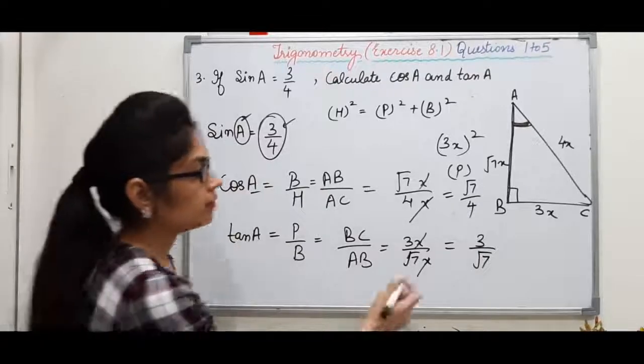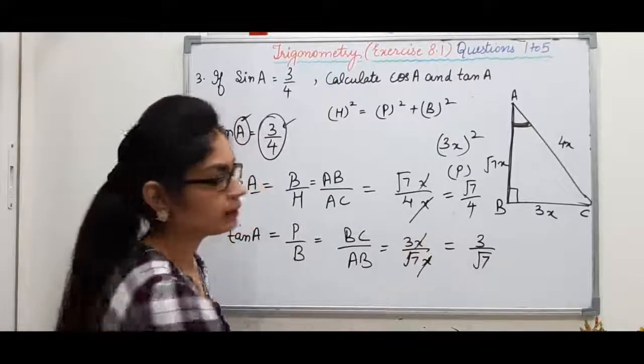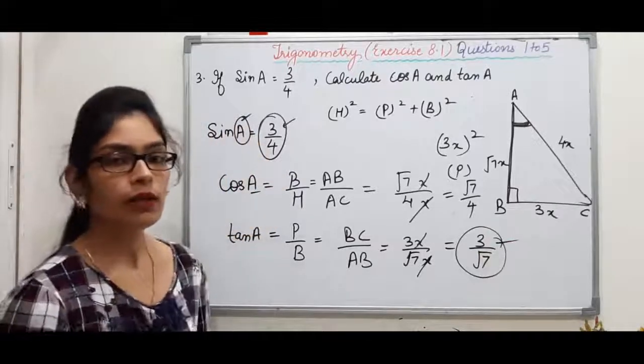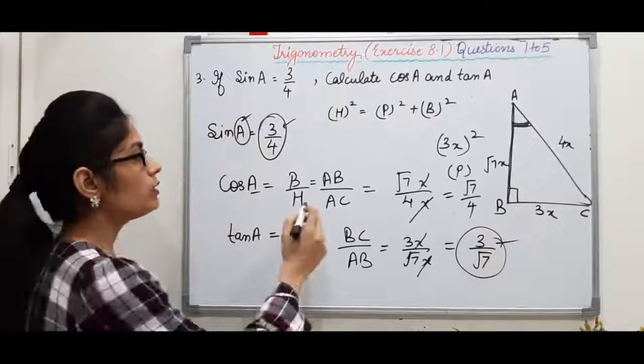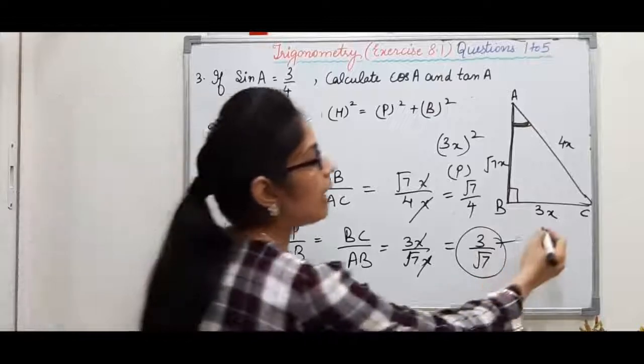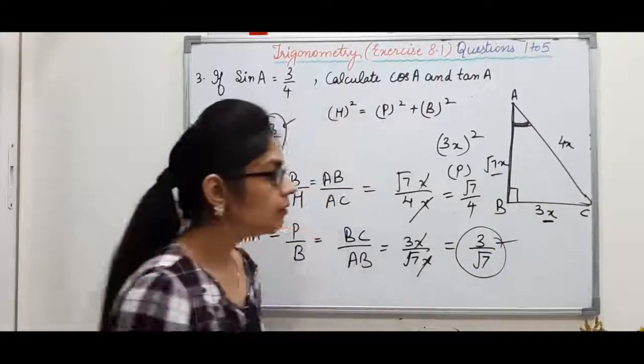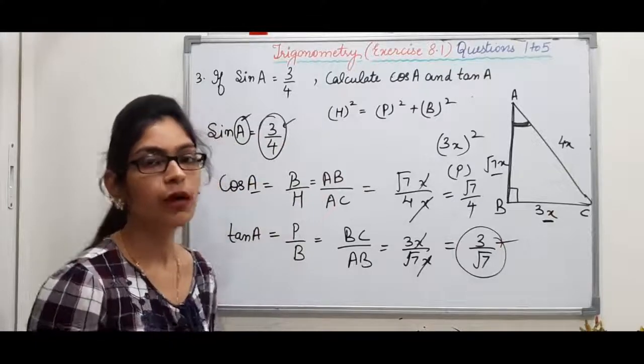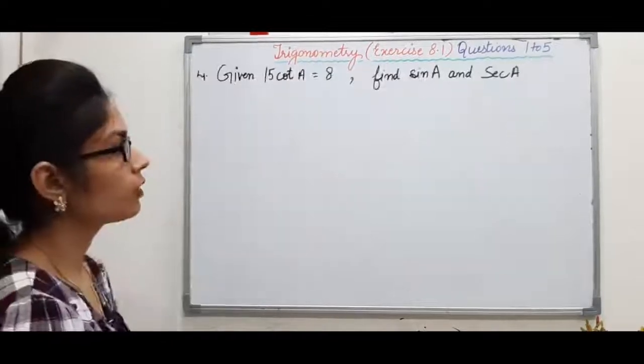Now you can see the common multiple, it will get cancelled, and in the ratio form we got the answer. So this is the reason whenever ratio is given to you, always you have to assume sides as like 3x, 7x, 4x, like this you have to assume. Now let's do the next question.